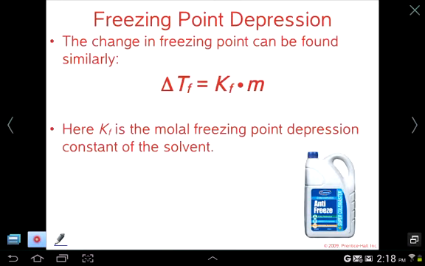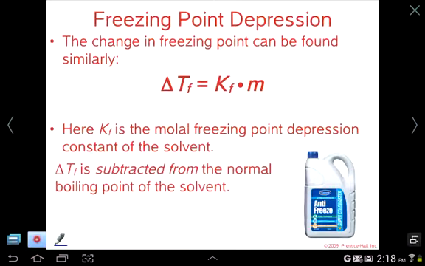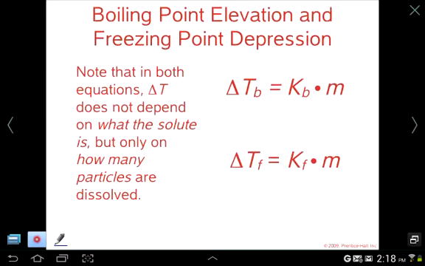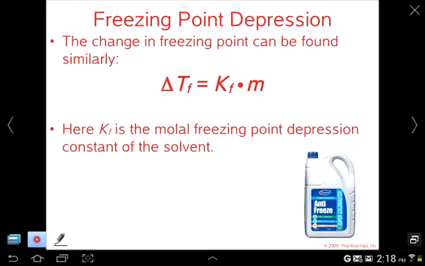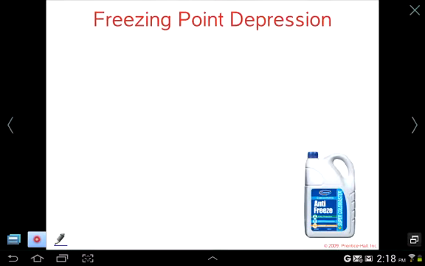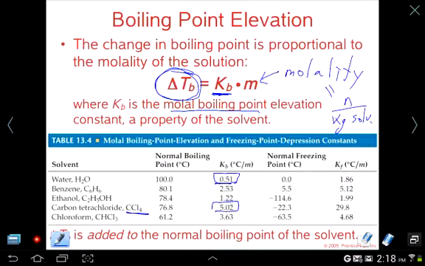A similar thing can be said and defined for the freezing point. So the change in the freezing point is the freezing point constant times molality. And the previous slide actually had, let me go back to the previous slide, had a bunch of these freezing point constants as well, right? And these are the freezing point constants.